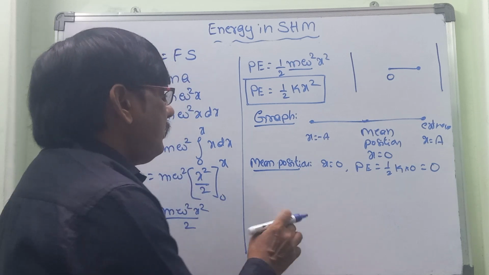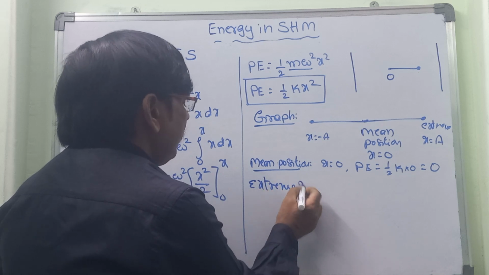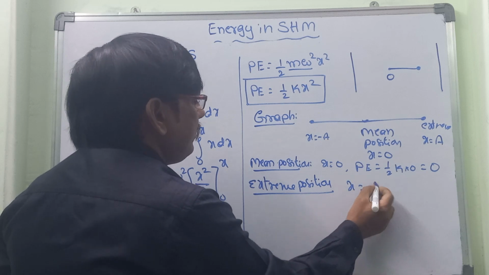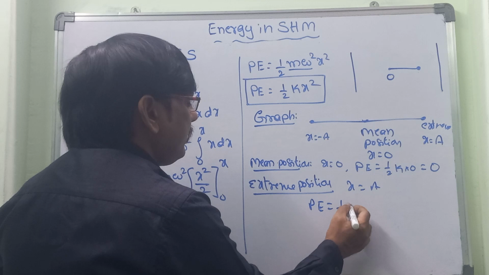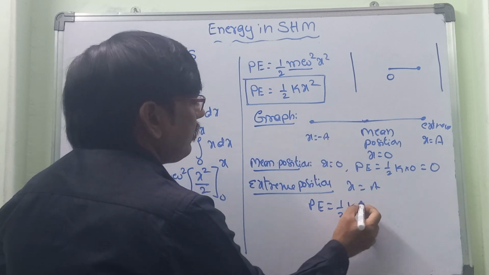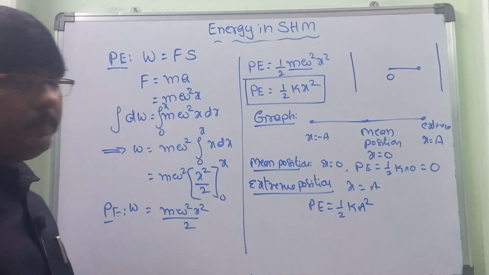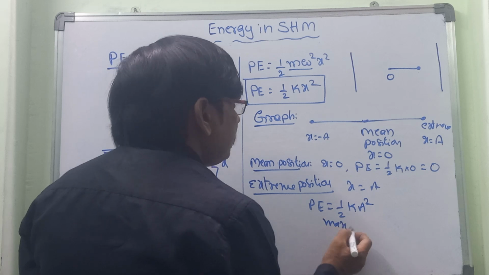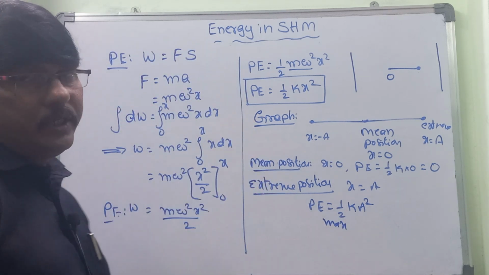Then what about the extreme position? At extreme position, x is equal to A. So P is equal to half k x square, so half k A square. Then what we will get? P is equal to half k x square, means that is a maximum. So at extreme position, the potential energy is maximum.